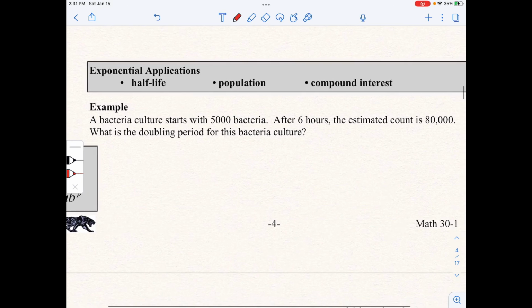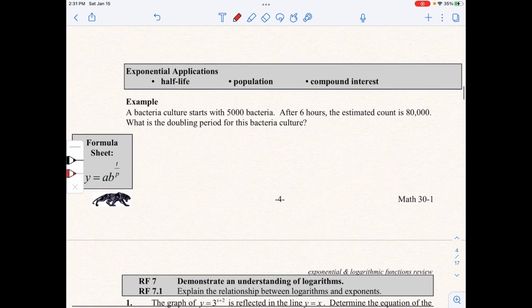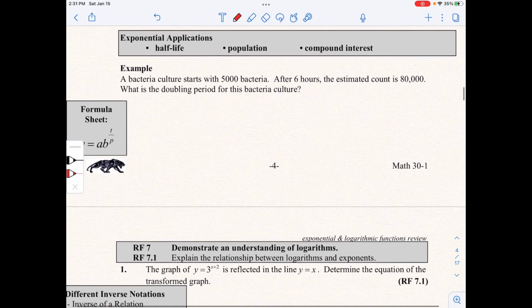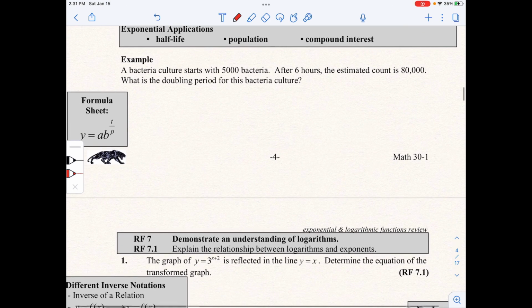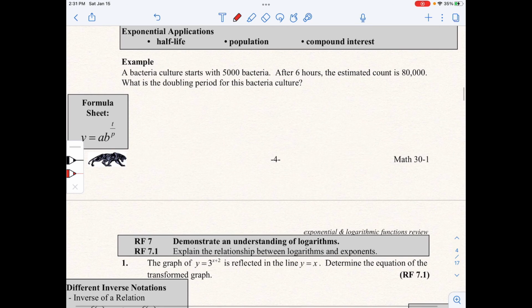Exponential applications. So we've got our half-life formula, our exponential equation formula here. A bacteria culture starts with 5,000 bacteria. After 6 hours, the estimated count is 80,000. What is the doubling period for this bacteria culture?